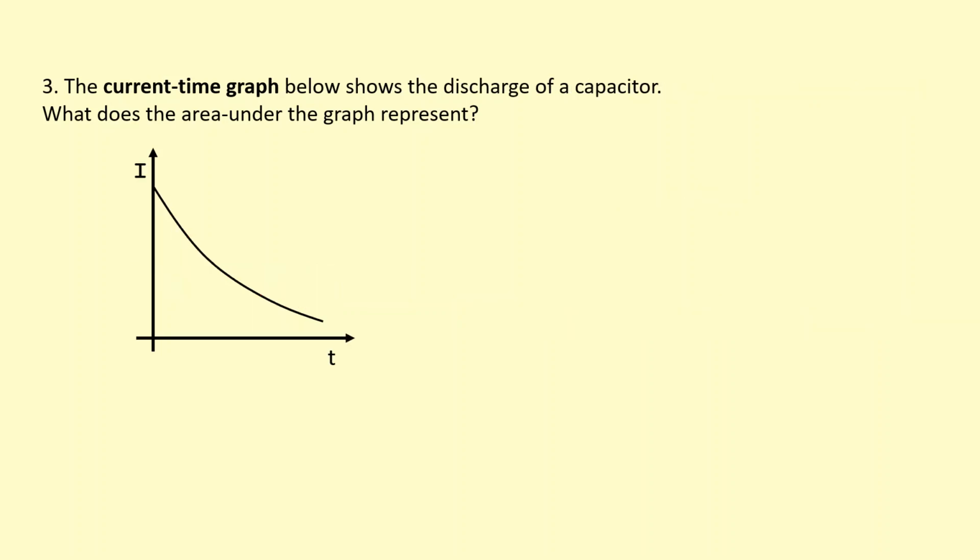Okay, we have a current time graph here, and the area can be determined by doing current times change in time. The equation that links these two is the definition of current, which is a rate of flow of charge, or change in charge over change in time. Rearranging this, we get that the area on the graph represents charge.